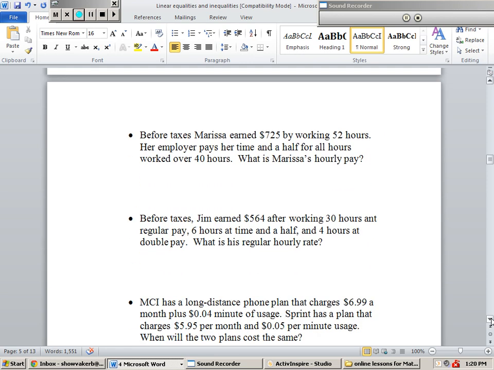Before taxes, Marissa earned $725 by working 52 hours. Her employer pays her time and a half for all hours worked over 40 hours. What is Marissa's hourly pay? Well, we need to split this up into regular pay and overtime pay. So the first 40 hours she works for X amount of money. We don't know, so we'll call it X. So she works 40 hours for X amount of money. Then 52 minus 40 is 12. She has 12 hours of time and a half, which is 1.5x, for a total of $725.